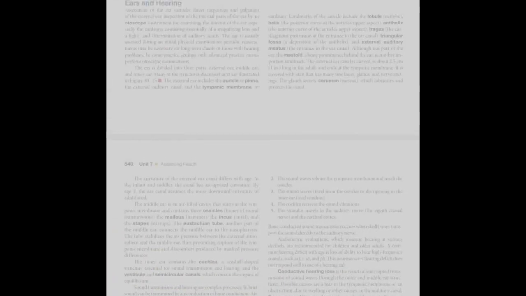Ears and Hearing. Assessment of the ear includes direct inspection and palpation of the external ear, inspection of the internal parts of the ear by an otoscope, an instrument for examining the interior of the ear, especially the eardrum, consisting essentially of a magnifying lens and a light, and determination of auditory acuity. The ear is usually assessed during an initial physical examination. Periodic reassessments may be necessary for long-term clients or those with hearing problems. In some practice settings, only advanced practice nurses perform otoscopic examinations.